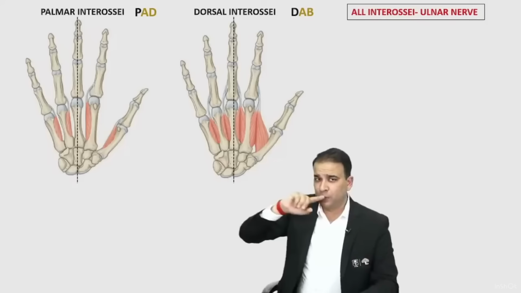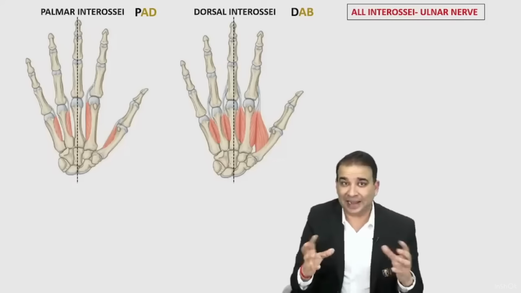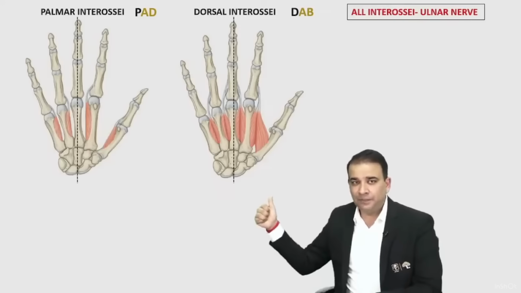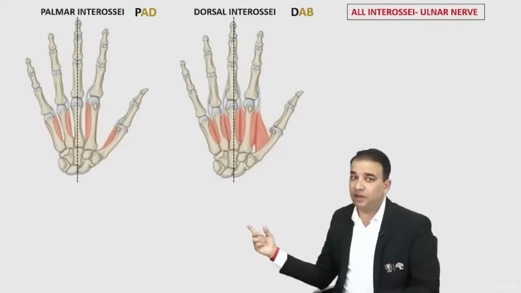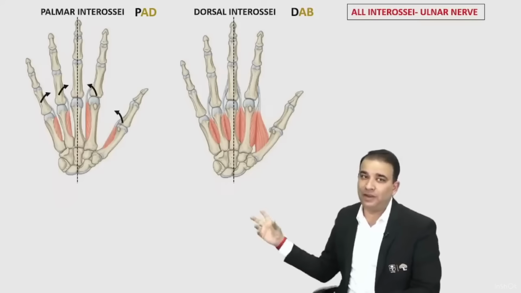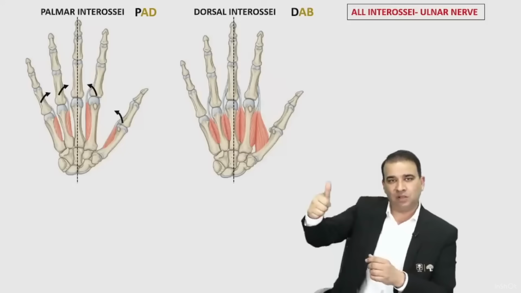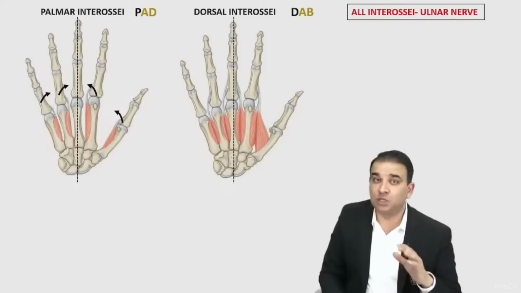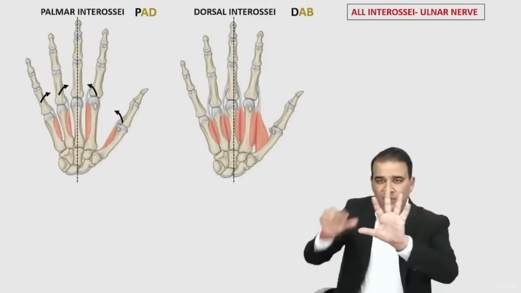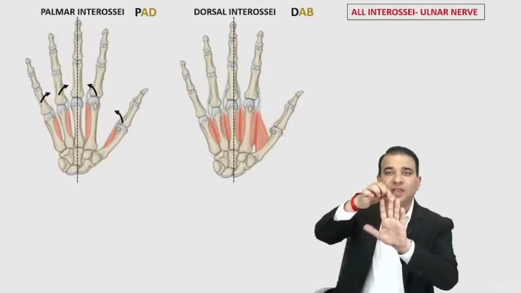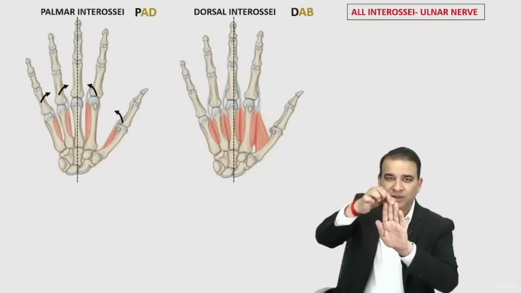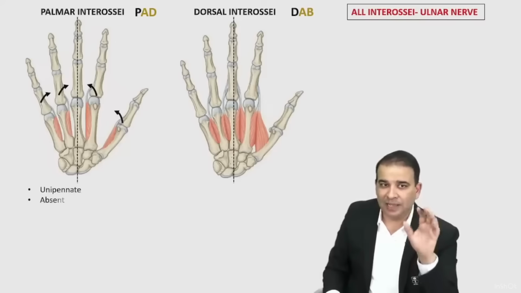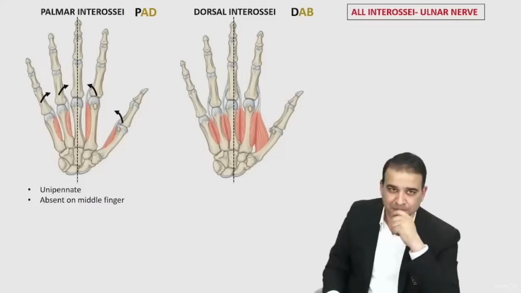Let's deal with the palmar interossei first. The function of palmar interossei is adduction. That obviously is pulling the thumb, the index finger, the ring and the little finger toward the middle finger. Look at those arrows, guys. They're pulling toward the middle finger. So you have a palmar interossei on the thumb, on the index finger, on the ring finger, on the little finger. But obviously the digit which does not have a palmar interossei is the middle finger. When you're doing adduction, you don't have to move the middle finger. You have to move the other fingers close to the middle finger. So palmar interossei is absent on the middle finger. That's one thing. They are unipinnate, and palmar interossei is absent on the middle finger.